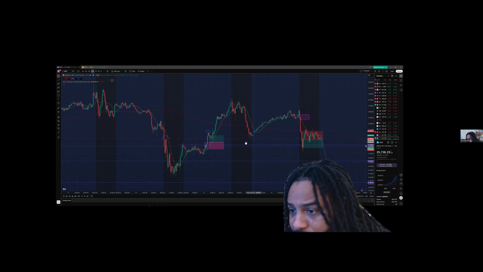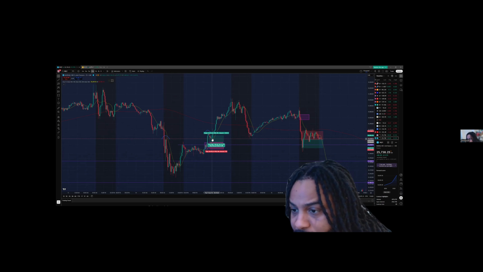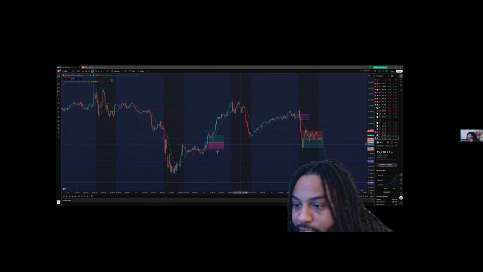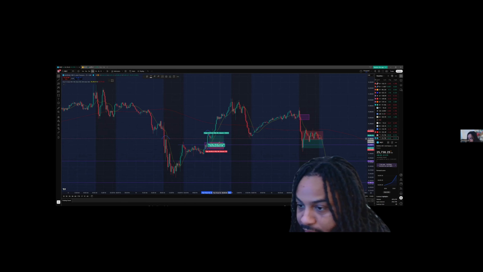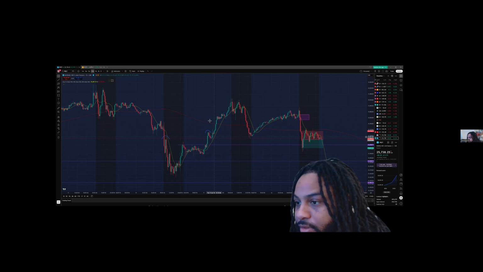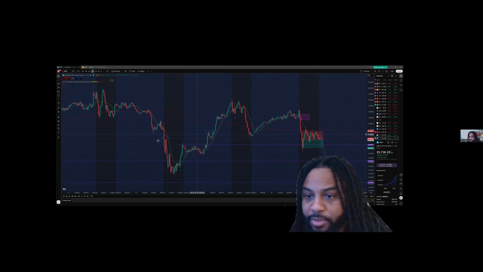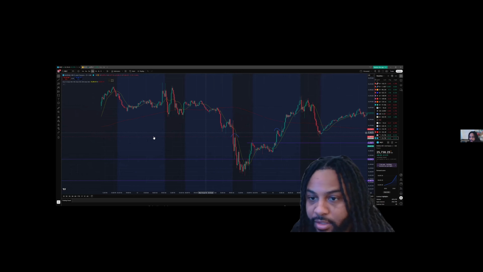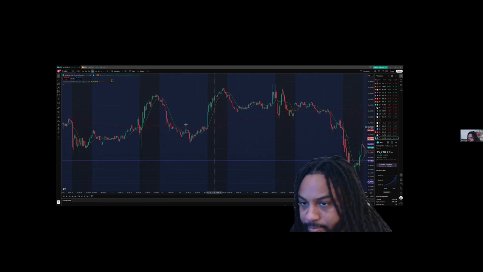But as you see, price only stopped right here, never touched the zone. So this would be an invalid setup. We will scratch all that and keep looking for setups later in the day. So let me scroll back and see a good setup.